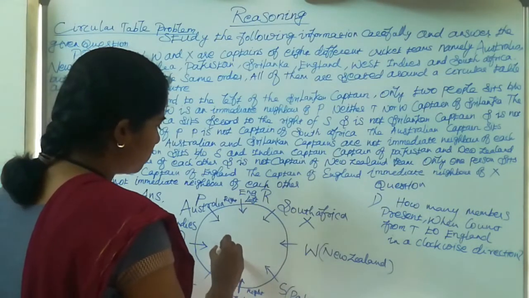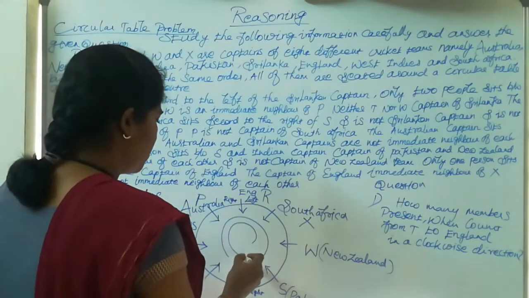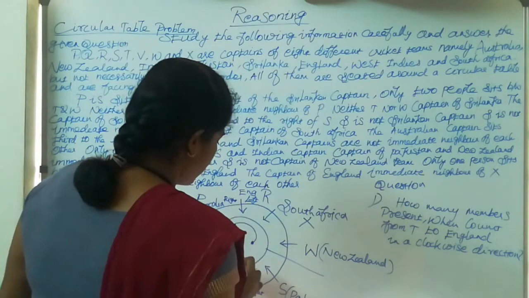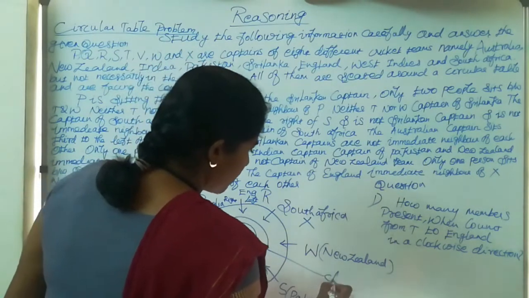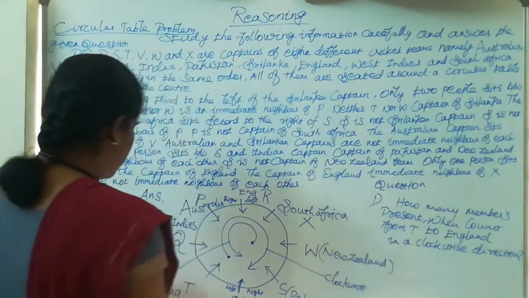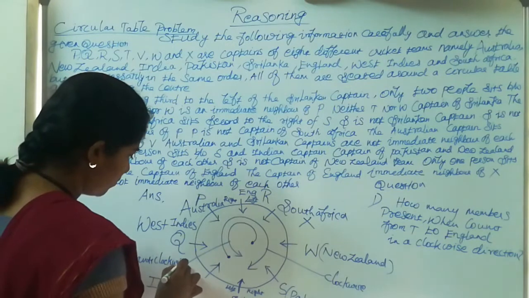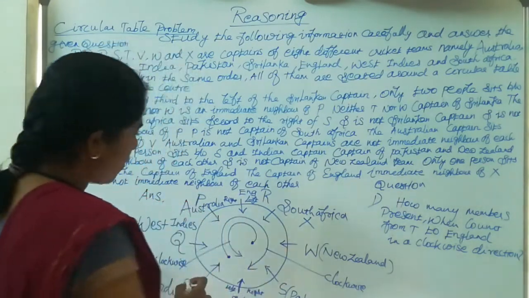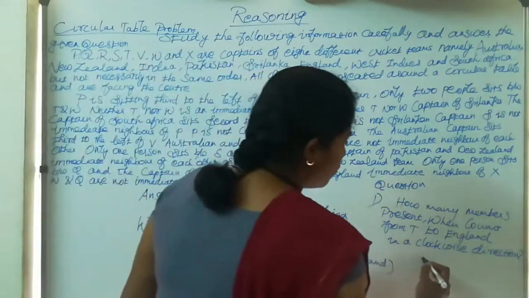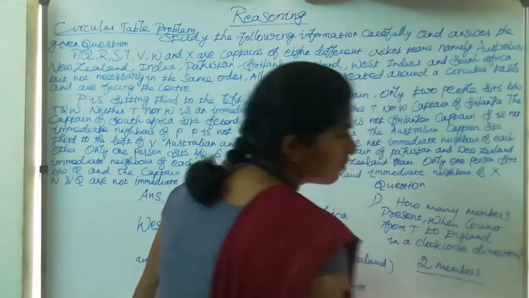Clockwise is this way, anti-clockwise is this way. This is clockwise, and this is anti-clockwise. Answer: in the clockwise direction from T to England, West Indies and Australia, 2 members are present. Thank you.